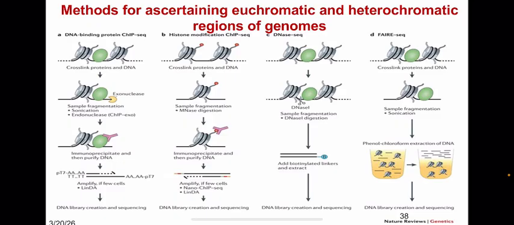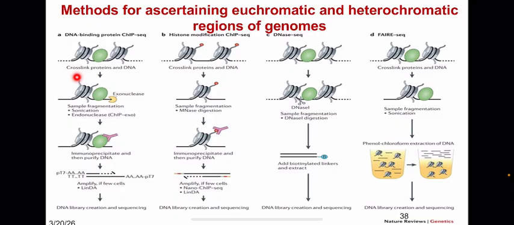The last one is FAIRE, which stands for formaldehyde-assisted isolation of regulatory elements. Yes. This one is actually a more clever method. It uses a protein-bound DNA cross-link, similar to this particular one, the DNA-binding protein. So what it does is, how should I put it? Let me not lie. Let's look at the steps one by one.